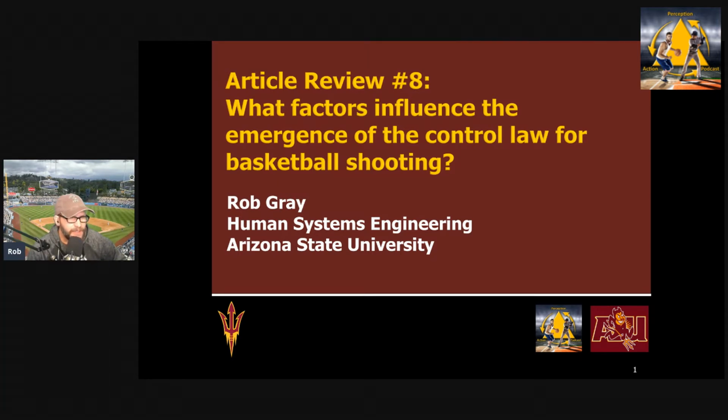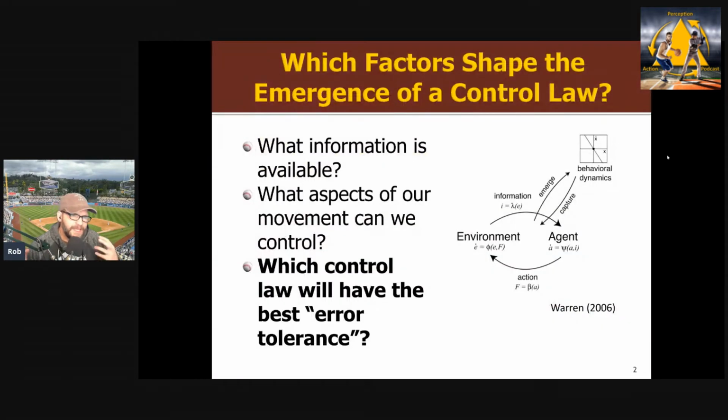In this article, I want to talk about control laws and what shapes which control laws we use for a given action. In the ecological approach to action, it's proposed that the way we control our action is by establishing a control law: a coupling between some information source in the environment and some parameter of our movement.